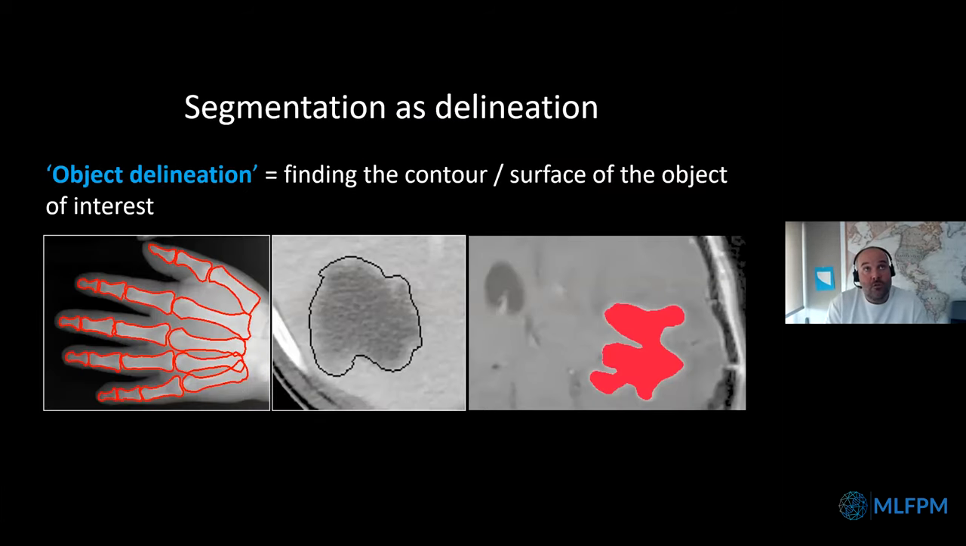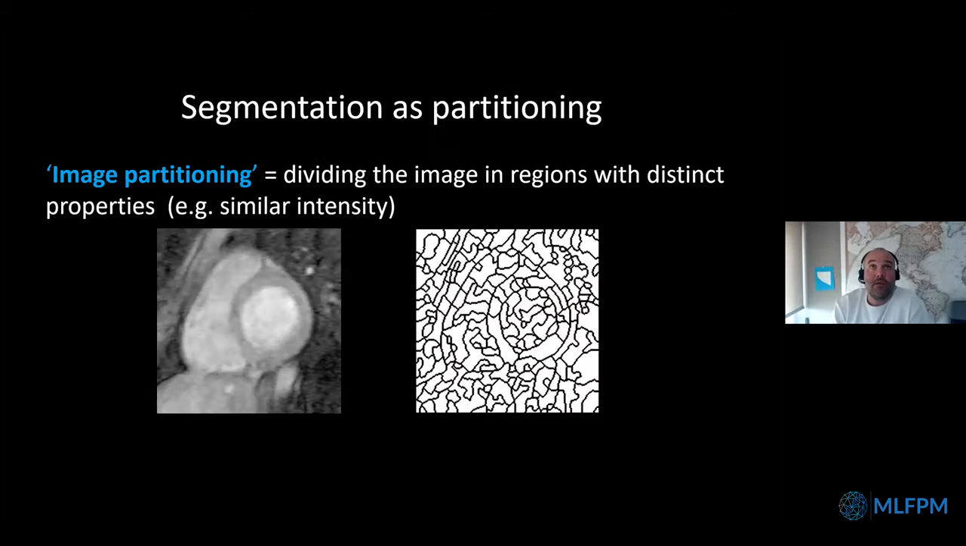Segmentation can be done in different ways. And the first way you can do so is as an object delineation task. Basically it's trying to find the contour or the surface of the object of interest. It's no more than that. There are quite some algorithms that are basically trying to model this, successful ones as well. But essentially, you're trying to delineate this. And in the past, this was done also manually by the radiographer on the screen, essentially.